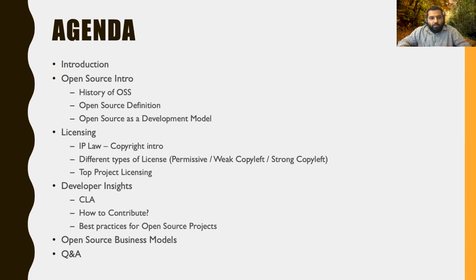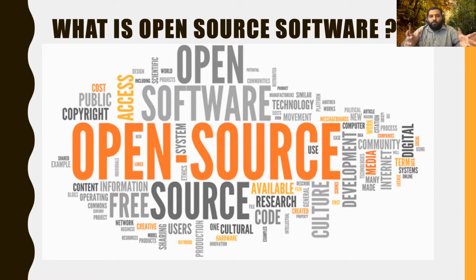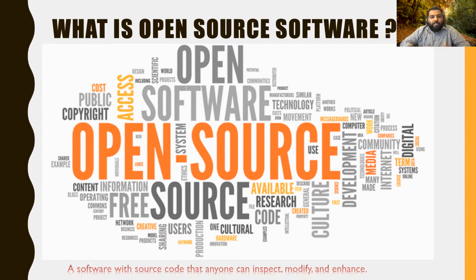The first thing I would like to share here is, what exactly is open source software? Open source software is something that is freely available to you on the internet, meaning that you can download that software, inspect it, modify it, and enhance it. The big difference between open source and the proprietary software that companies usually share is that in proprietary, you don't get the source code, but in open source, you get the source code with it, and then you can modify and enhance it.